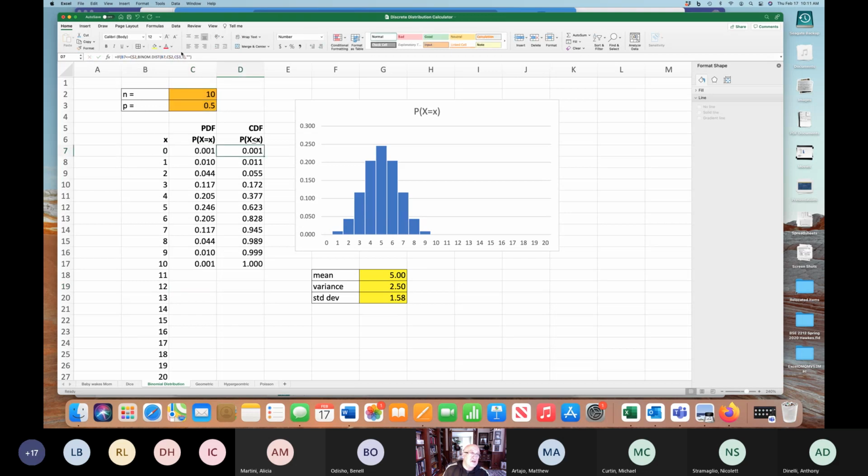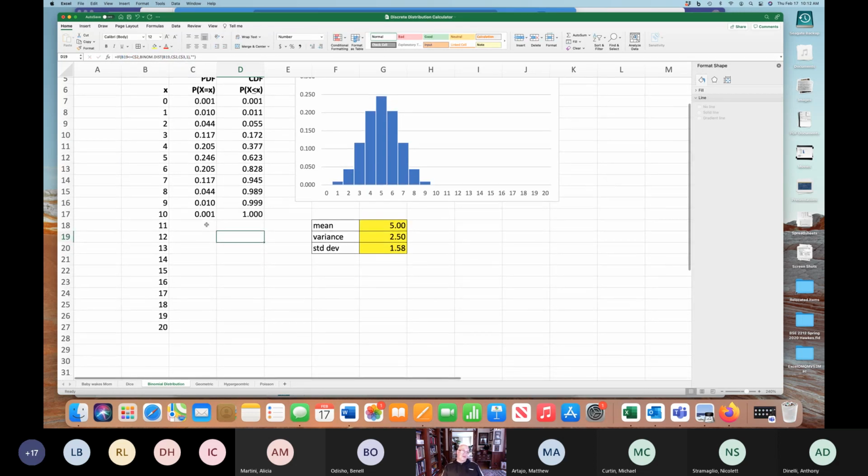I got the same formula in there, using the if statement. If, again, B7 is less than C2, which is the sample size, the number of Bernoulli trials we're doing, then it does a binomial distribution as we've calculated it before. And if it's false, it leaves a blank. So you don't get all those funny numbers or error statements here.